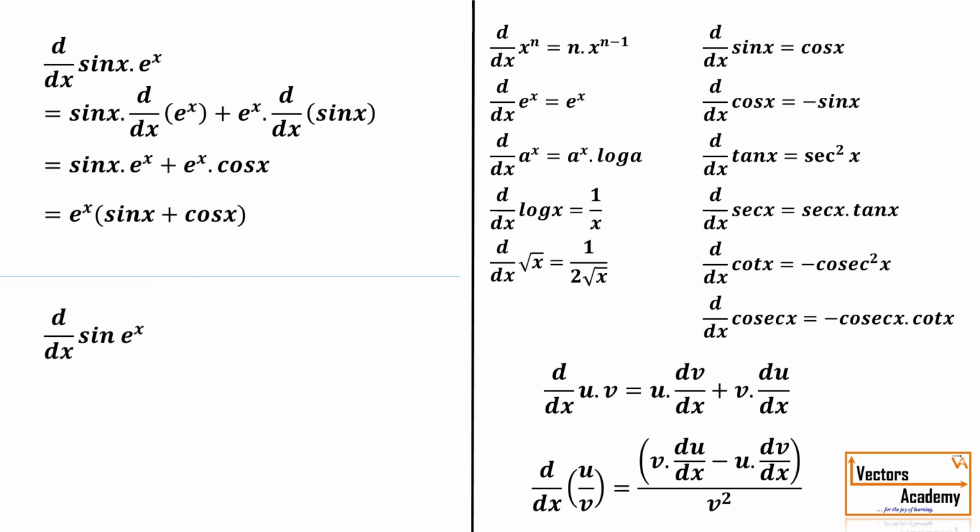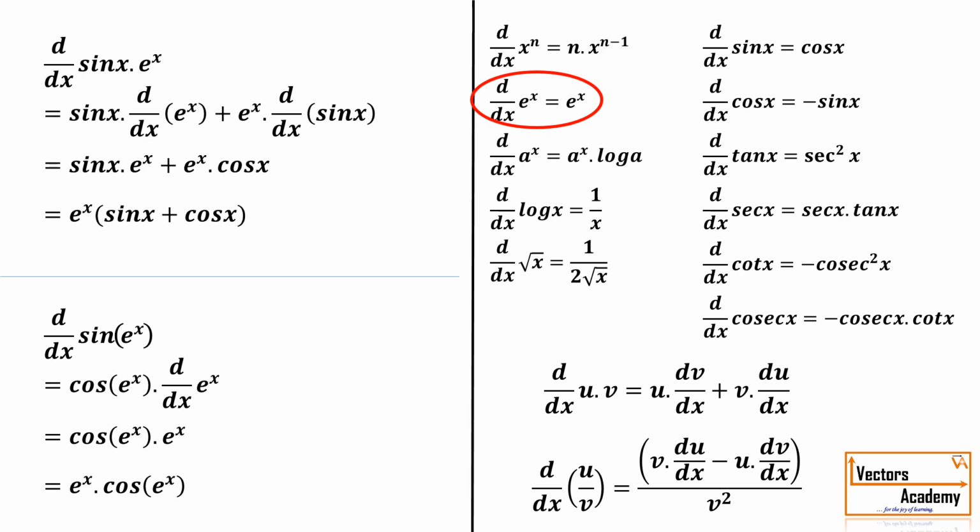Now, let's look at this function. It looks similar to the previous question, but this question contains a function within a function. So we have e raised to x inside the function sin x. Now, how is it solved? As you can see, what is the derivative of sin x? It's cos x. So the derivative of sin e raised to x will be cos e raised to x. But x is replaced by e raised to x. Hence, we'll get an extra term, that is into the derivative of e raised to x. So now, what is the derivative of e raised to x? It's e raised to x. Hence, the answer is cos e raised to x into e raised to x.